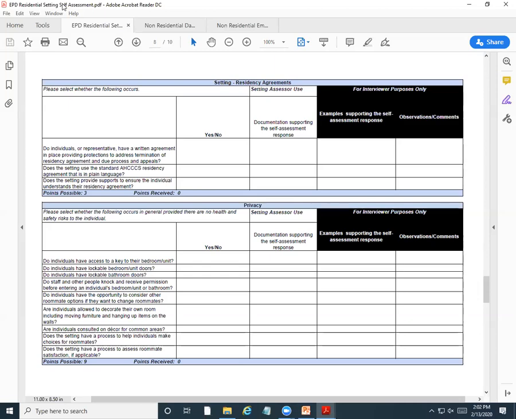And for our assisted living centers, this is something that's pretty much already in place. Do individuals or representatives have a written agreement in place providing protections to address the termination of a residency agreement and due process and appeals? Does the setting use the standard access residency agreement that is in plain language? That is already created and in policy and already implemented for quite a while now. And does the setting provide supports to ensure that the individual understands their residency agreement?